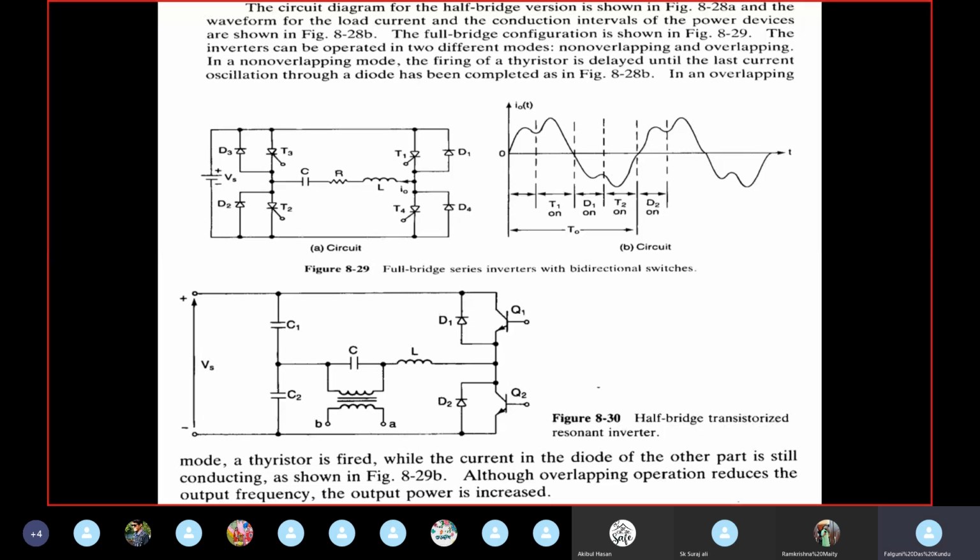The second one is the overlapping mode. That means a thyristor is fired while the current in the diode of the other part is still conducting. Here T1 is on, but the oscillation through D2 is still conducting, so this is overlapping in nature. The overlapping operation reduces the output frequency, and the output power is increased.